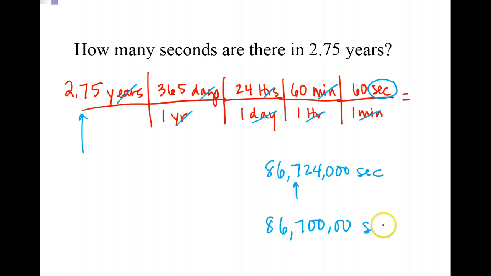So it would be 86,700,000 seconds. If you like scientific notation, you could also report your answer as 8.67 times 10 to the 7th seconds as well, and that would also be totally acceptable. Let's take a look at another example.